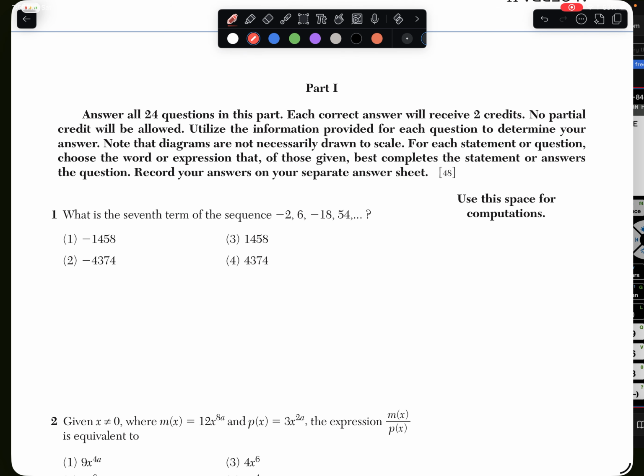Alright, what is the 7th term of the sequence? So over here we're going to see what type of sequence this is. Is it arithmetic, like you're adding, or is it geometric, where you're multiplying? In this case, this is geometric. I'm multiplying by -3, so my ratio is -3.